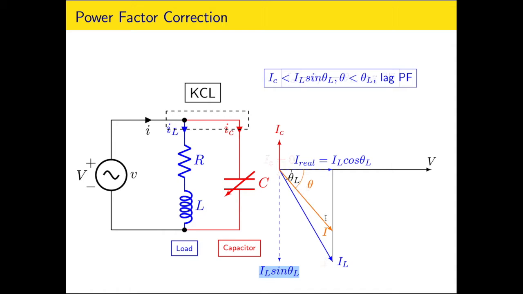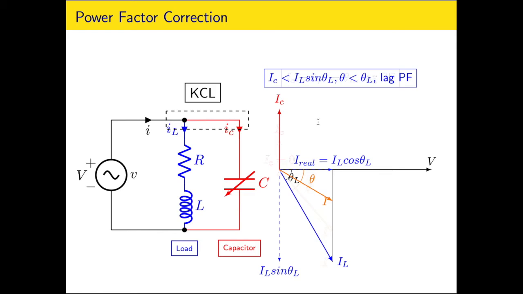If you are resolving, then this will be the new reactive current the load will be drawing, where the real component of the current, whether it is calculated with IL cosine of theta L or even I cosine of theta, will remain the same. So here the power factor is still lagging because the IC is lower than the IL sine of theta L. The point to be noted is that theta is less than theta L. However, the operation will be of lagging power factor nature.